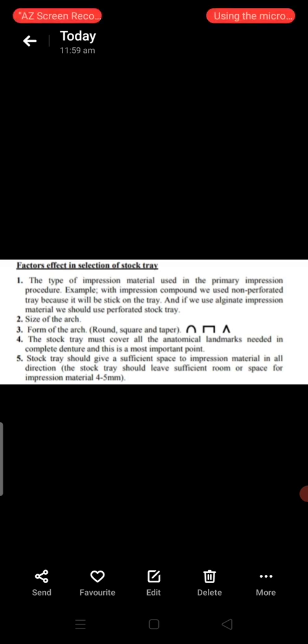Third is the form of the arch. What will be the form of the arch? Forms come in 3 types. Number 1 is round, second is square, third is taper. On that basis we will select the impression tray.